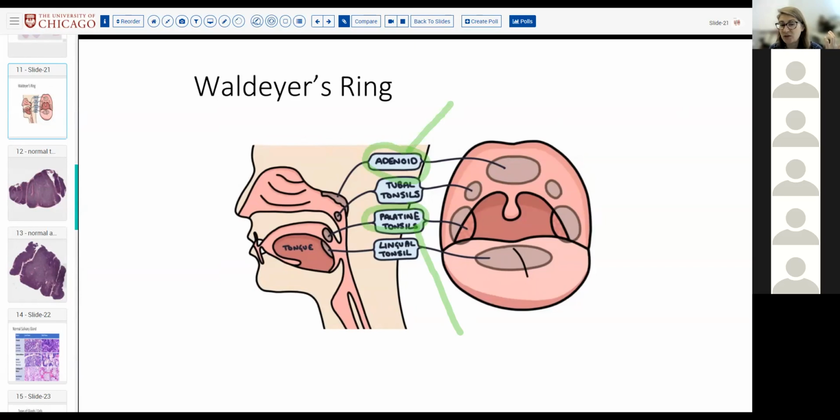All right, so Reham says HPV. Where's HPV? Mostly the palatine tonsil or the adenoid?